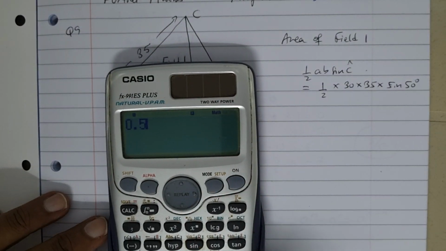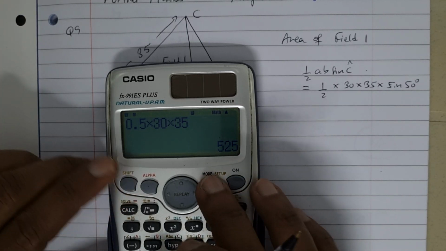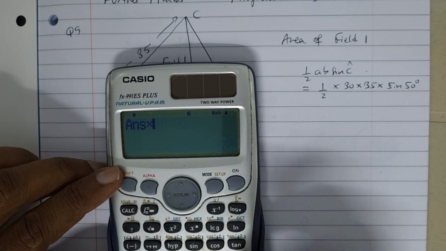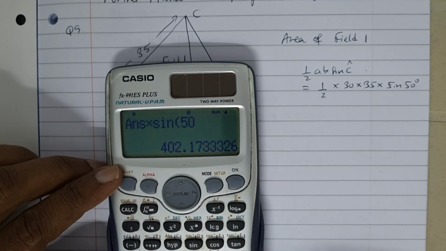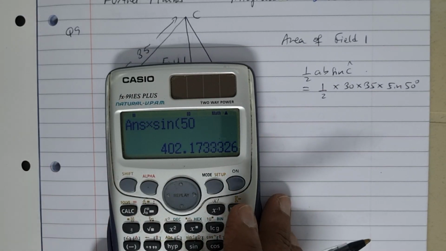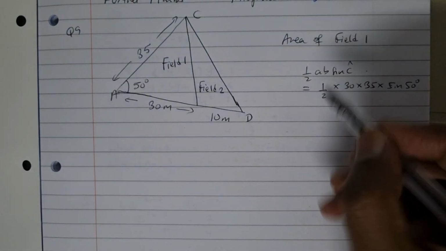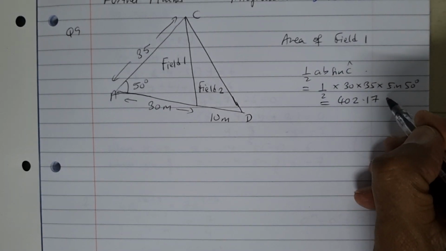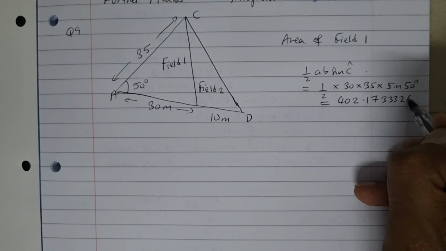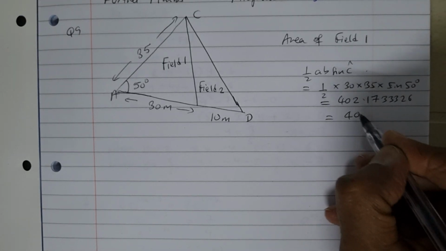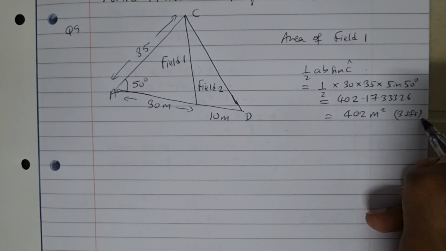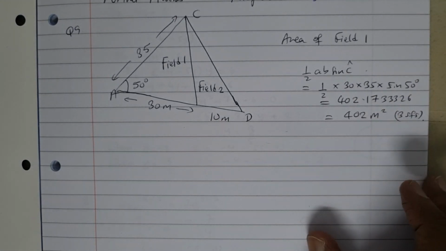So 0.5, which is half, times 30 times 35, we get this much, and let's see if our calculator is in degrees mode. So there we go, times the sine of 50. We come up with 402.173326. So we can say that this is approximately 402 meters squared to 3 significant figures. Now that's the first part done, so easily done.